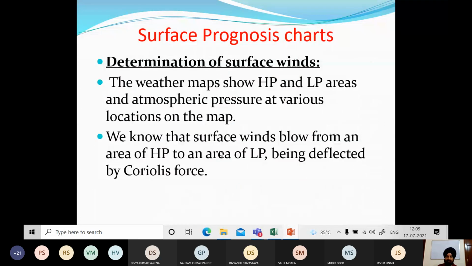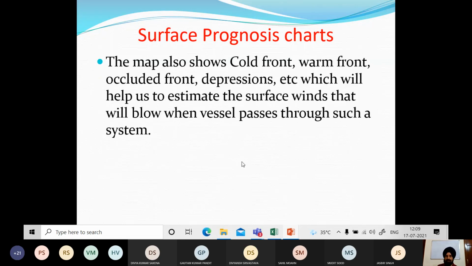So determination of surface winds: of course we know weather maps show high pressure and low pressure areas, atmospheric pressure at various locations, and then we know the surface winds blow from areas of high to low pressure, and the map also shows fronts, cold front, warm front, occluded front, depressions, etc.